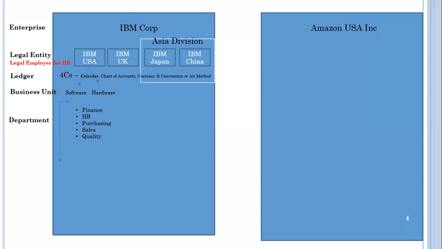Now, along with legal entity, you have something called the ledger that is defined. What is the ledger? Ledger is the books of account. Books of account is made up of four things: calendar, chart of accounts, currency, convention. Calendar, chart of accounts, currency, convention.